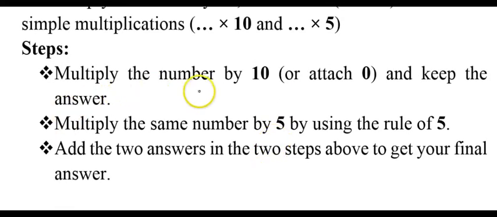First, multiply the number by 10, or attach 0 to the number that is multiplying the 15, and keep the answer for a moment. Then you multiply the same number by 5 by using the rule of 5, which we've done already. Then you add the two answers from both steps, and that will give you the answer. So we'll try an example and see.